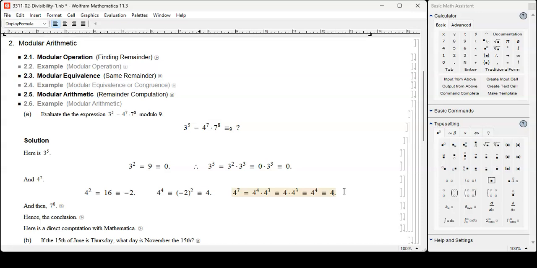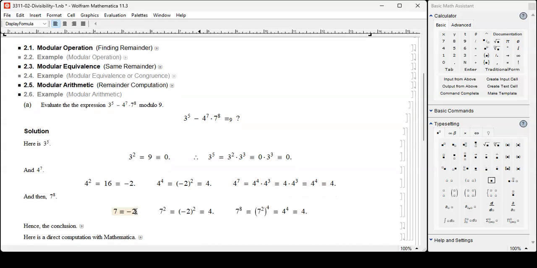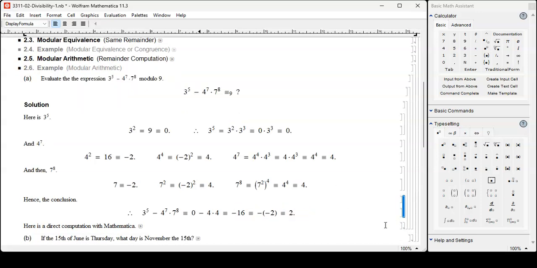All right, now how about 7 to the 8th power? Okay, 7 is 9 minus 2, so negative 2. So 7 squared is negative 2 squared, so it's 4. So 7 squared to the 4th power, so 4 to the 4th power, and we went through that already, that's 4. Here's the conclusion. 0 minus 4 times 4, negative 16, which is negative of negative 2, so it's positive 2.